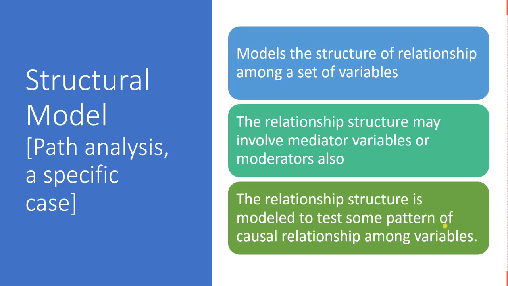So, to summarize this structural relationship model, of which path analysis is one example, basically it tests a model of relationship among variables, assuming that the variables are causally linked with each other in a predefined or pre-hypothesized manner.